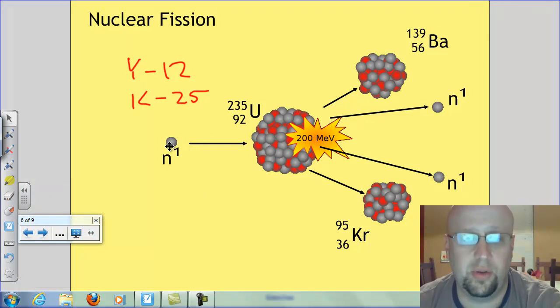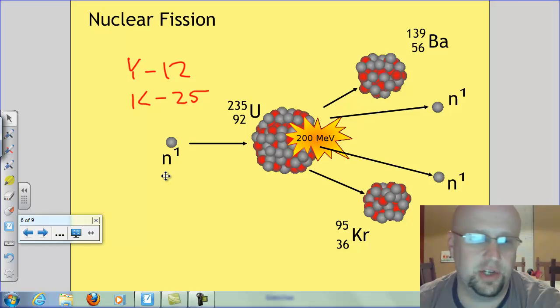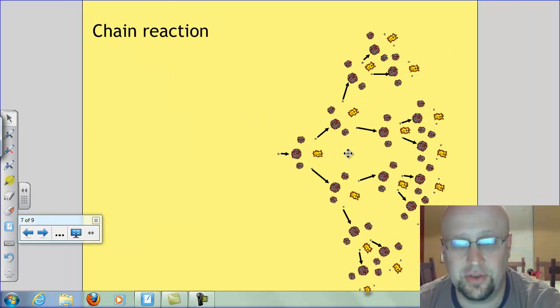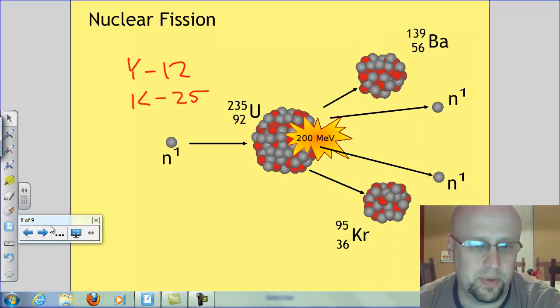Now this is what's important, because you put 1 neutron in, and then 2 neutrons and a bunch of energy are going to come out. What's important about those 2 neutrons is that it leads us to this big giant reaction that we call a chain reaction. This is that initial thing that we looked at on the last slide.